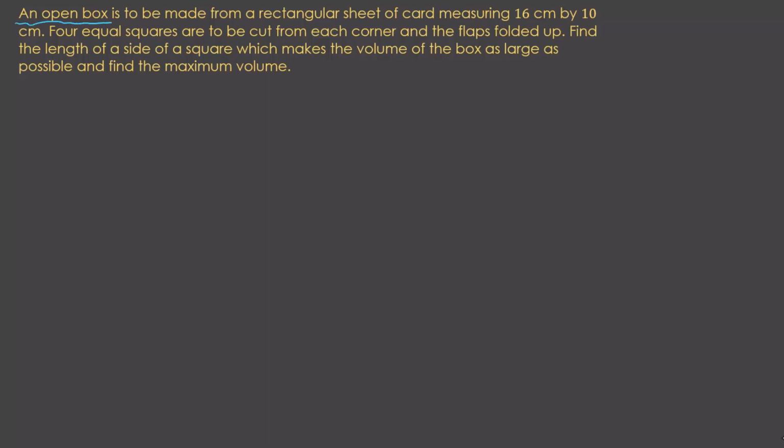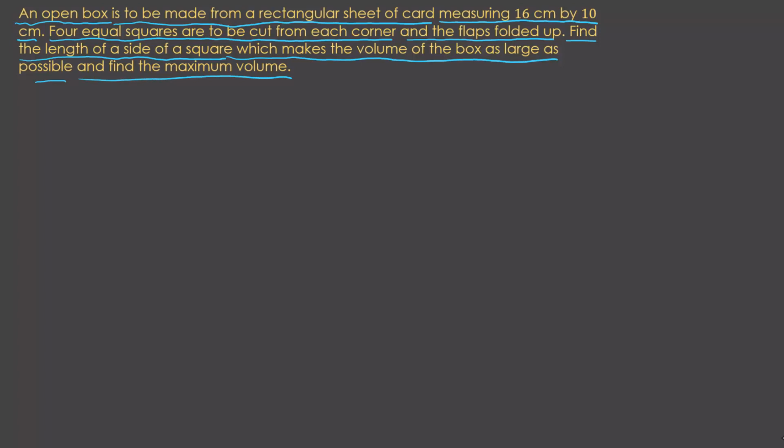An open box, that's a box without a top, is to be made from a rectangular sheet of card measuring 16 centimeters by 10 centimeters. 4 equal squares are to be cut from each corner and the flaps folded up. Find the length of a side of a square which makes the volume of the box as large as possible and find the maximum volume.